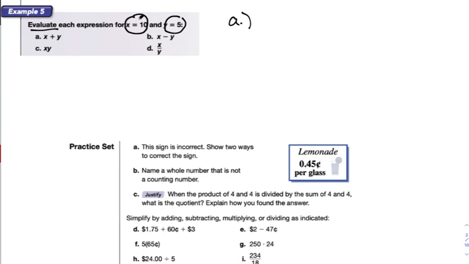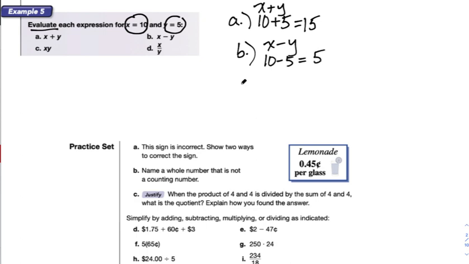So if X is 10 and Y is 5, we're going to have 10 plus 5 when we're adding X plus Y. And we can do that pretty straightforward. We know that answer is 15. In part B, we have X minus Y, which we can rewrite as 10 minus 5. And we know that answer too, that's 5.